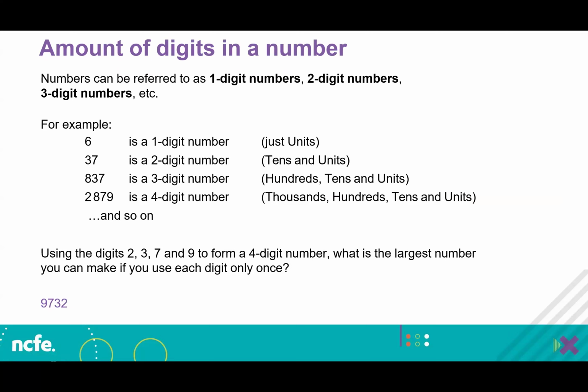Using the digits 2, 3, 7, and 9 to form a 4-digit number, what is the largest number you can make if you use each digit only once? So the largest digit is 9, so we put 9 first, 7 would come second, third would be 3, and fourth would be 2. So the answer would be 9,732.